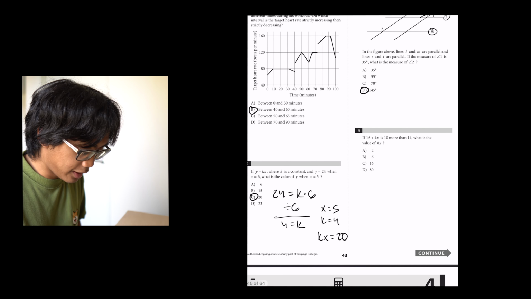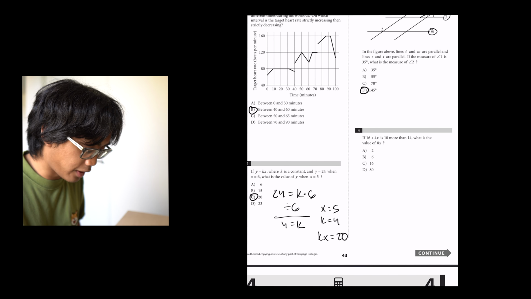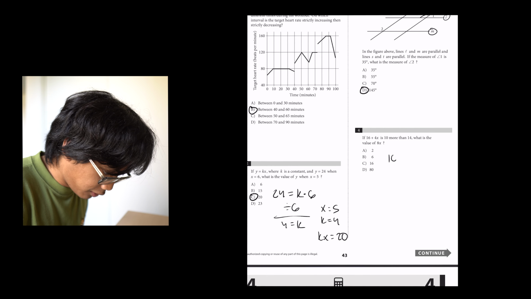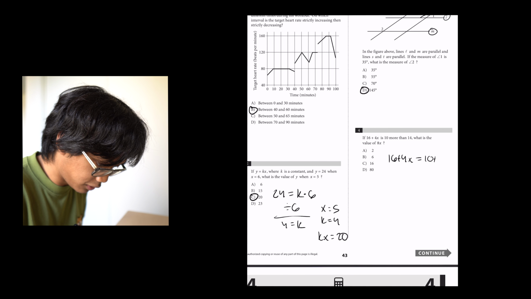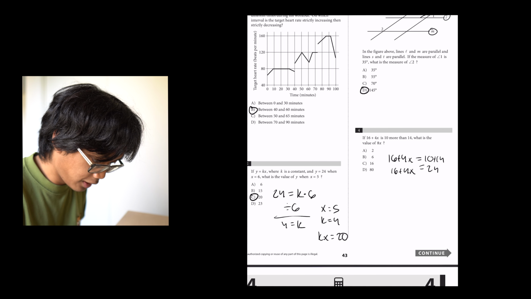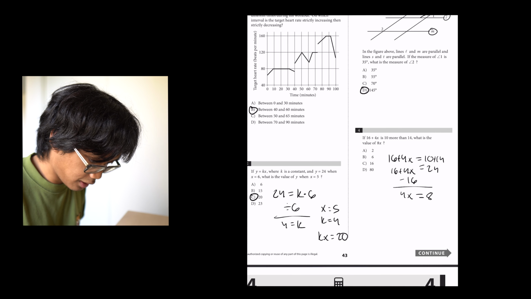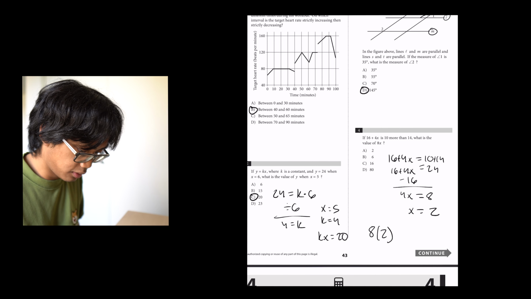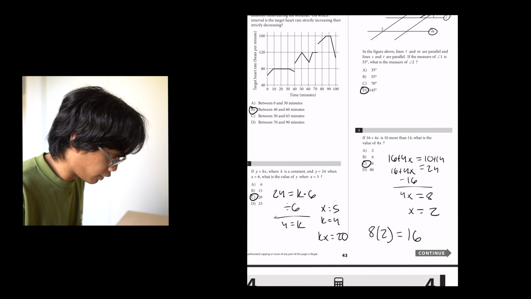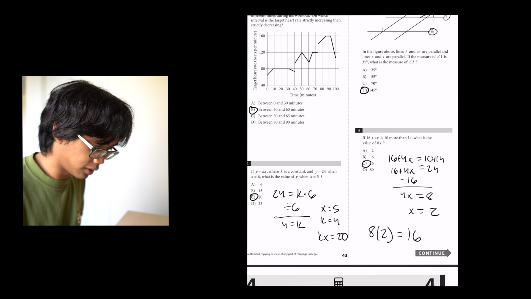If 16 plus 4x is 10 more than 14, what is the value of 8x? So 16 plus 4x is 10 more than 14, so 10 plus 14, which is 24, that means 16 plus 4x is 24. And if we subtract 16 on both sides, we get 4x equals 8 and x equals 2. It's asking for 8x, so 8 times 2 gives you 16, so answer choice C is going to be the right one there.